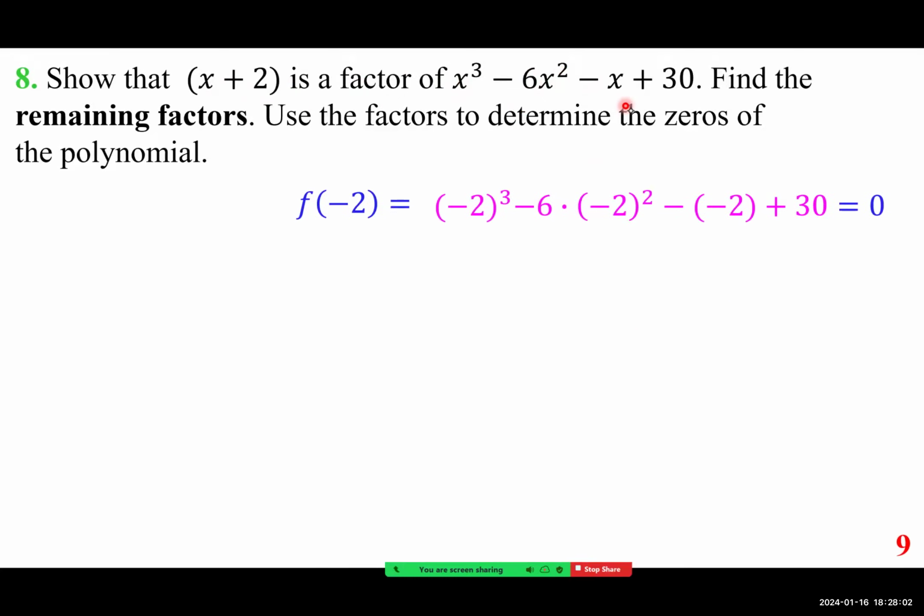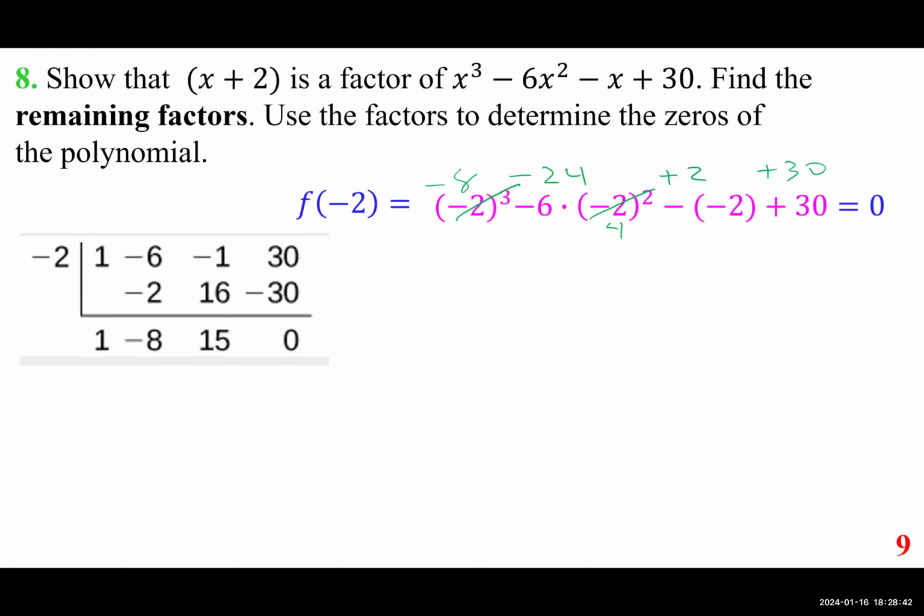And when we do that, this makes it negative 8. This makes it positive 4 times negative 6, minus 24. And then we have plus 2 plus 30. As you can see, they add up to 0. Now, we want to use the factors to determine the zeros of the polynomial. To find the rest of the zeros, it's very easy. Just divide by x plus 2 by any means. You can do long division, or now we know synthetic division.